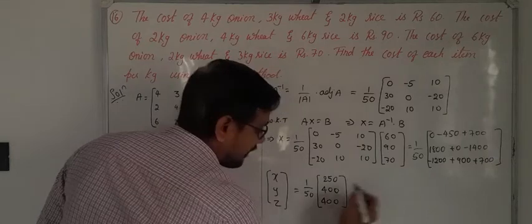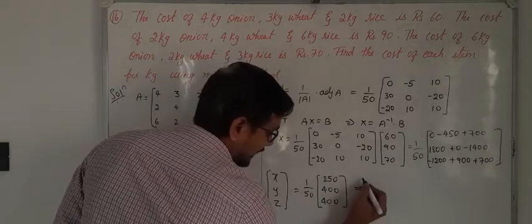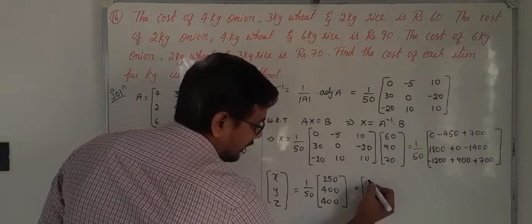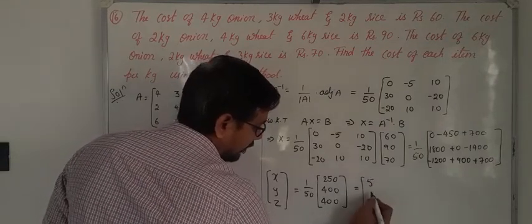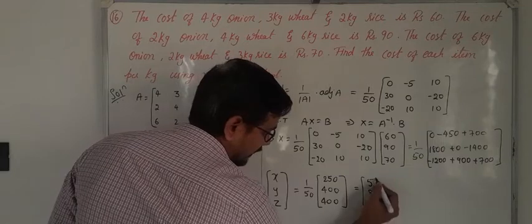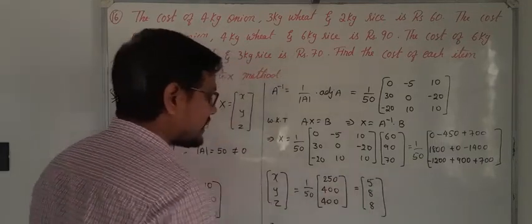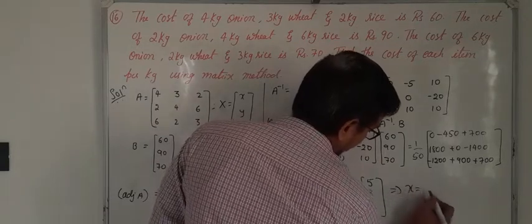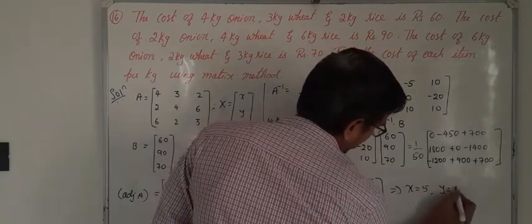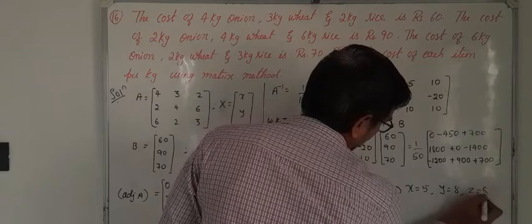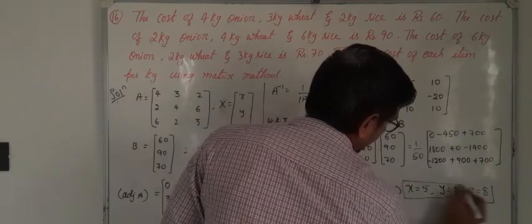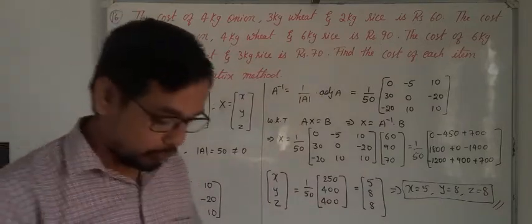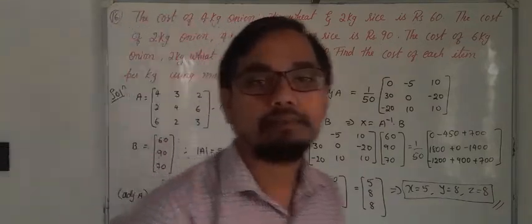Right? So if I take this 50 inside, so what do I get? 250 divided by 50, 5. 400 divided by 50, 8. Here also 8. So x, y, z is 5, 8, 8. So I can write x is equal to 5, y is equal to 8, z is equal to 8. This is what the required solution is. Right? So now pause a moment and make a note of it.